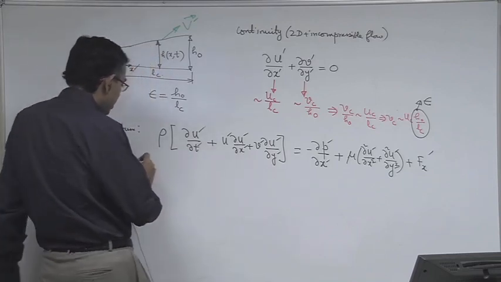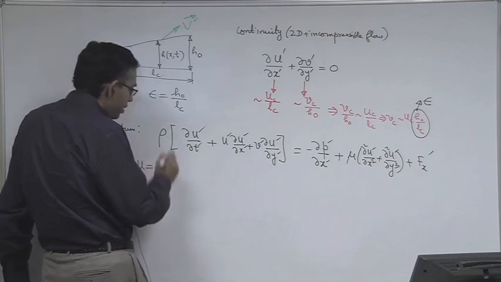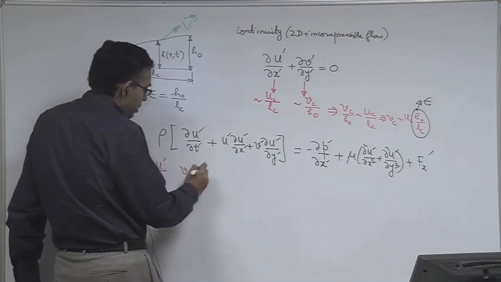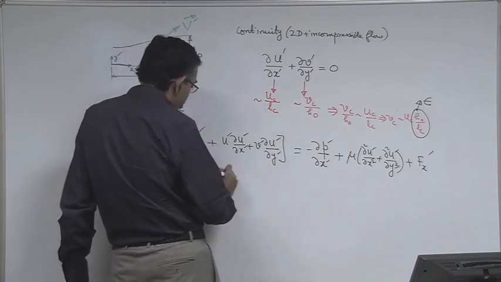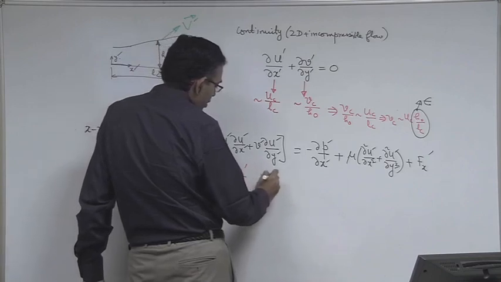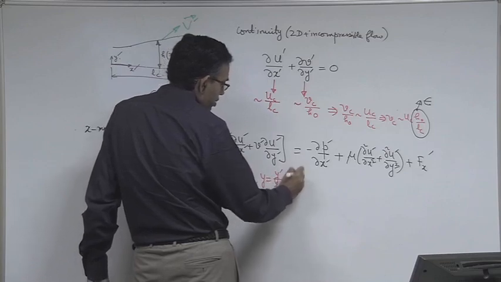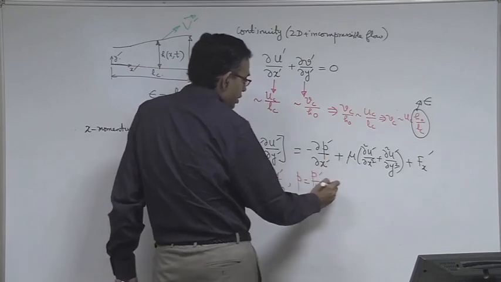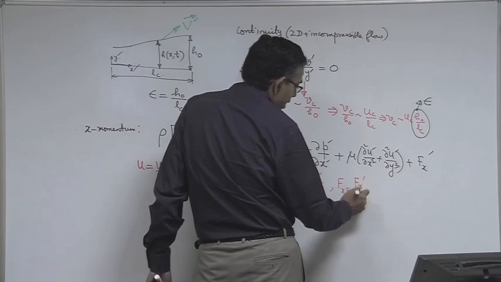So, we will write U is equal to U dash by UC, V is equal to V dash by VC, x equal to x dash by LC, y is equal to y dash by H naught, P is equal to P dash by P C, Fx is equal to Fx dash by FxC.